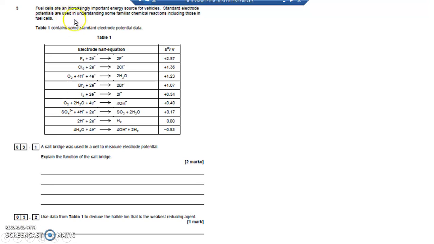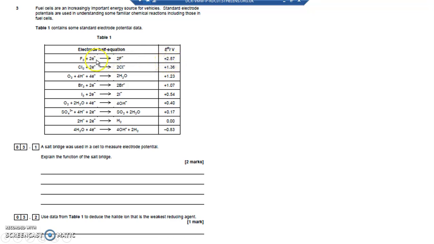Question 3. This question is about fuel cells, and we've got electrode potentials here. These are all half equations, and they're all reductions. If you consider OIL RIG, oxidation is loss, reduction is gain, so they're all gaining electrons. And the larger the value, the more likely it is to go ahead.